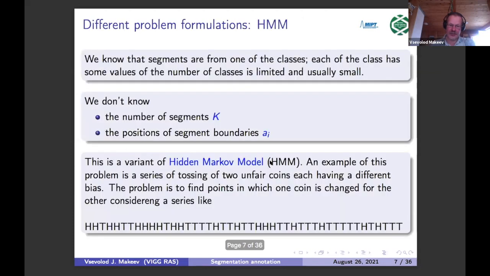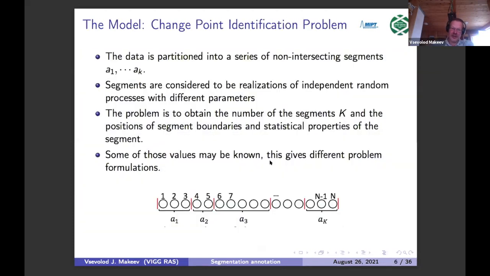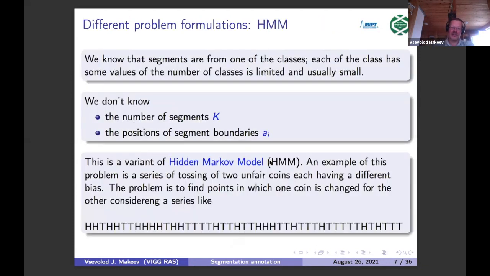Okay, so these are different problem formulations. They depend on the parameters we assume to be given at the start of optimization. For instance, one of the classic formulations is a hidden Markov model. We know that segments are from one of some, usually small, number of classes. And usually you don't know the particular parameters of segments in the class, but the number of classes itself is given.